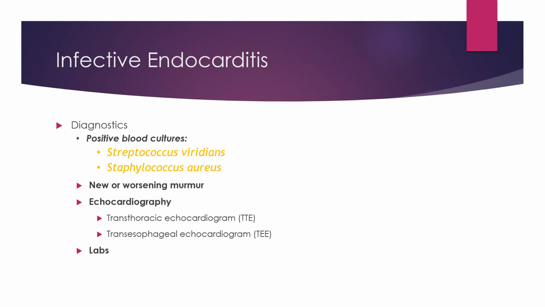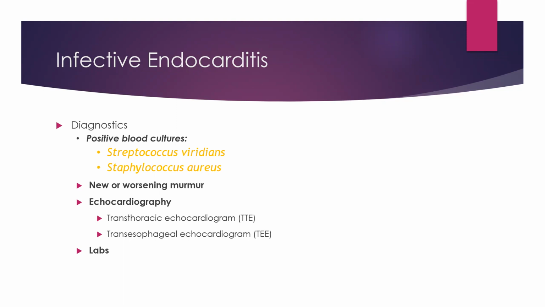Echocardiograms are very important in the diagnosis here. So they'll start with a bedside transthoracic echocardiogram. So that's the one that they just put on their chest when they're lying in the bed, and they can look at the structure of the heart. If the vegetation is big enough, we can see a vegetation in the TTE.